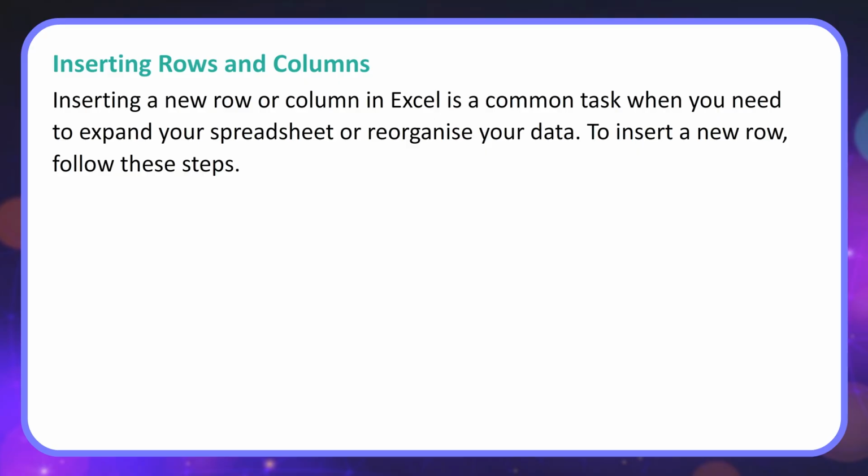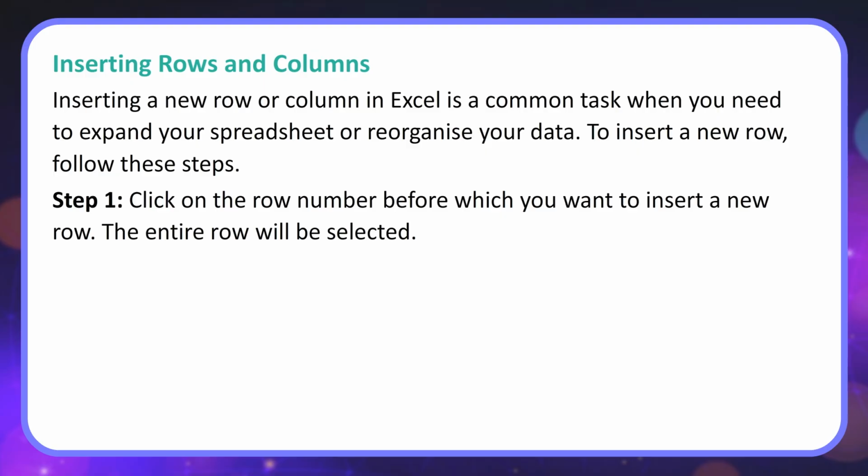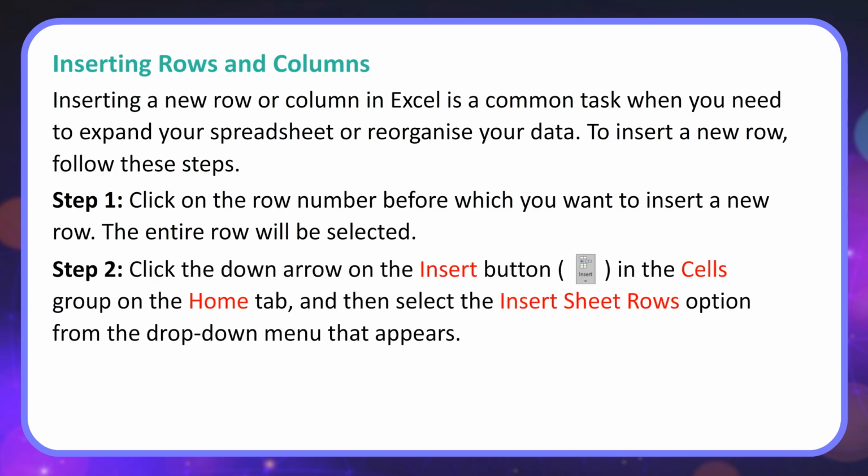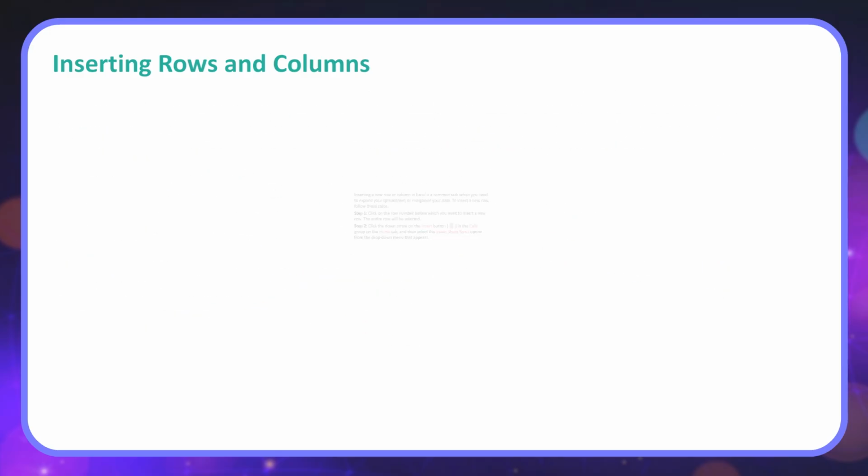To insert a new row, follow these steps. Step 1. Click on the row number before which you want to insert a new row. The entire row will be selected. Step 2. Click the down arrow on the Insert button in the Cells group on the Home tab, and then select the Insert Sheet Rows option from the drop-down menu that appears.